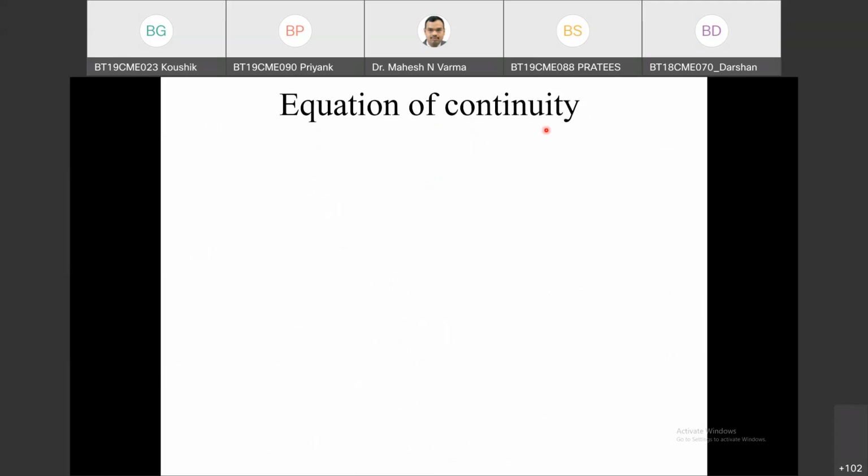That is the equation of continuity, and after the equation of continuity, we will be discussing the equation of motion or equation of change. So what is the equation of continuity? It is a mass balance equation. And what is a mass balance equation? How do we get the mass balance equation?